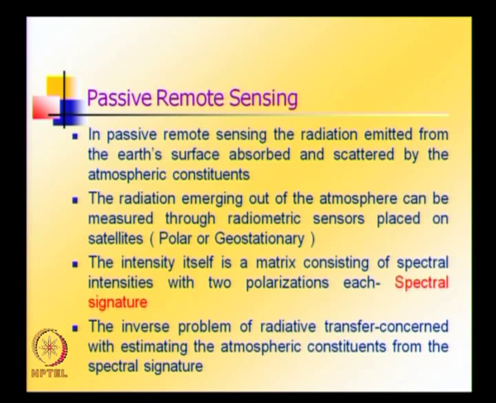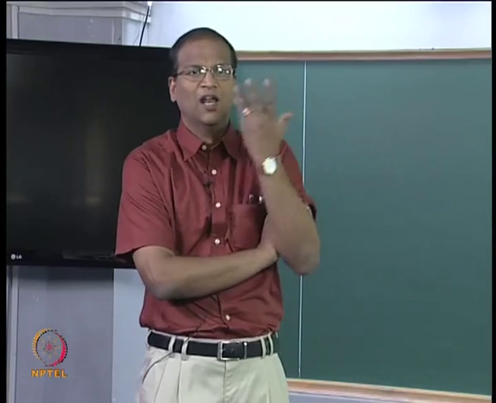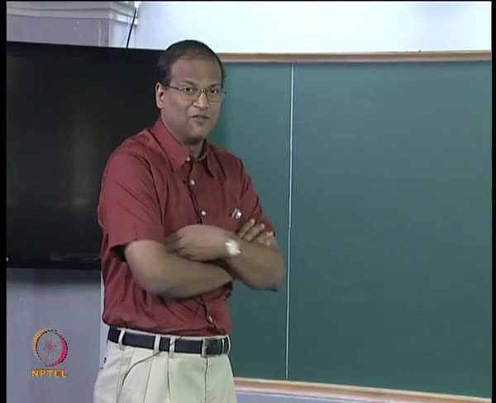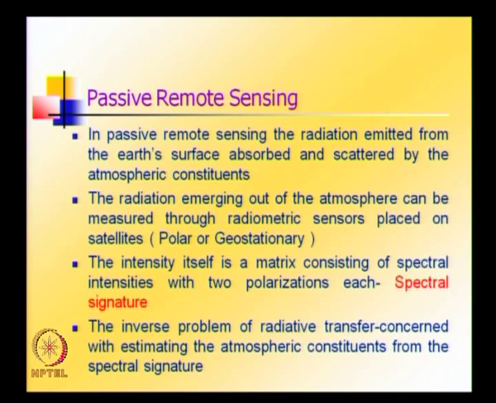The intensity itself is a matrix consisting of spectral intensities, that is, you can measure it at, just like yesterday we saw, various lambdas. You can get the I lambda or the q lambda as a function of lambda. It will not be as a continuous function of lambda, it will be at discrete values of lambda. The inverse problem of radiative heat transfer is concerned with what are the atmospheric constituents which gave rise to this q lambda at various lambda.